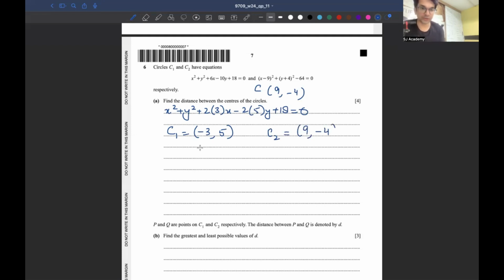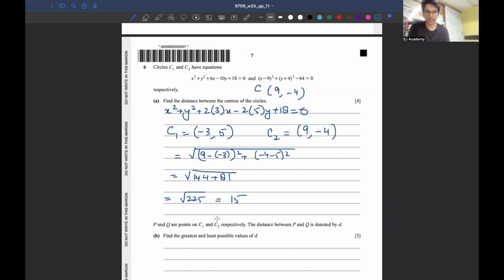Once we have these two coordinates, we can just apply the distance formula, which is the square root of (x2 minus x1) whole squared plus (y2 minus y1) whole squared. So x2 will be 9 minus minus 3, so that will become (9 minus minus 3) whole squared plus (minus 4 minus 5) whole squared. This will become 12 squared, which is 144, plus 9 squared, that is 81, square root. 144 plus 81 is 225 and the square root of 225 is 15. So the distance between the centers of the circles is 15.